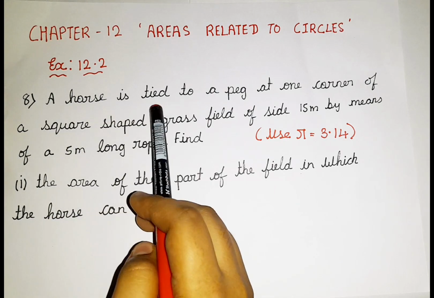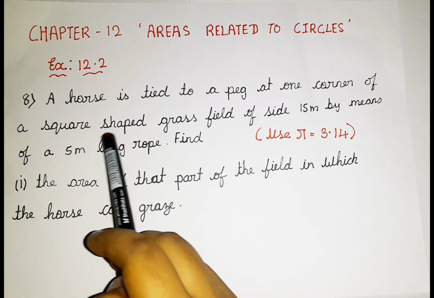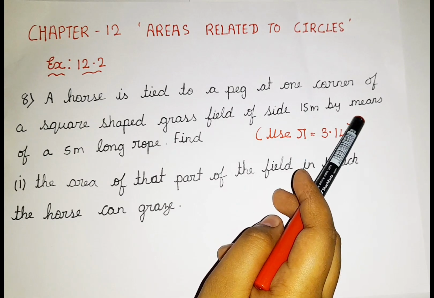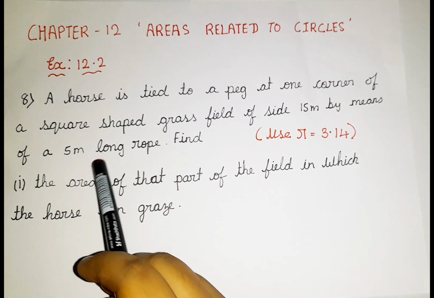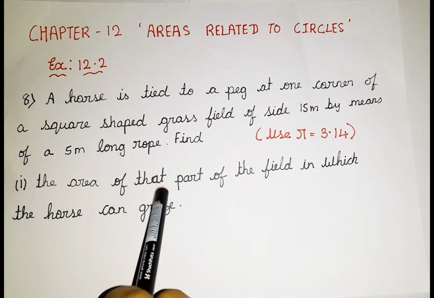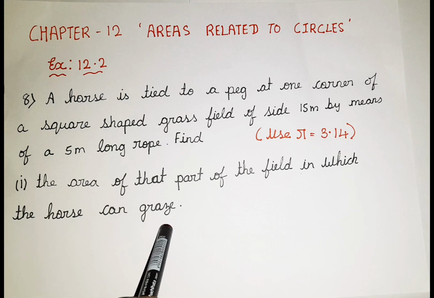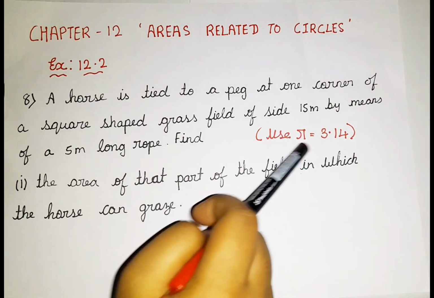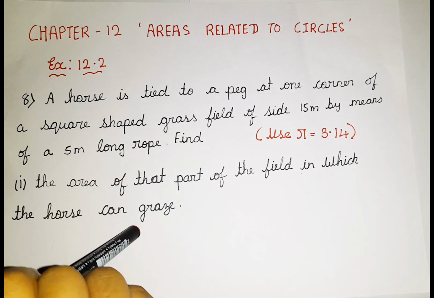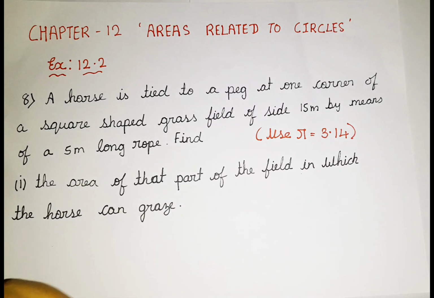A horse is tied to a peg at one corner of a square shaped grass field of side 15 meter by means of a 5 meter long rope. We are supposed to find the area of that part of the field in which the horse can graze. We are supposed to use the value of pi as 3.14. There are two subdivisions in this question, and we are going to focus on them one by one.